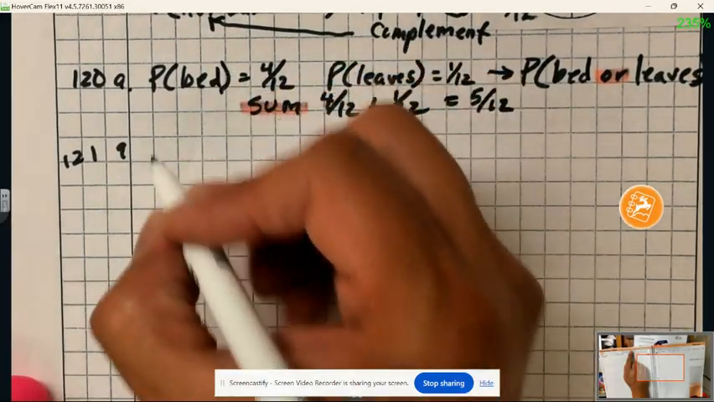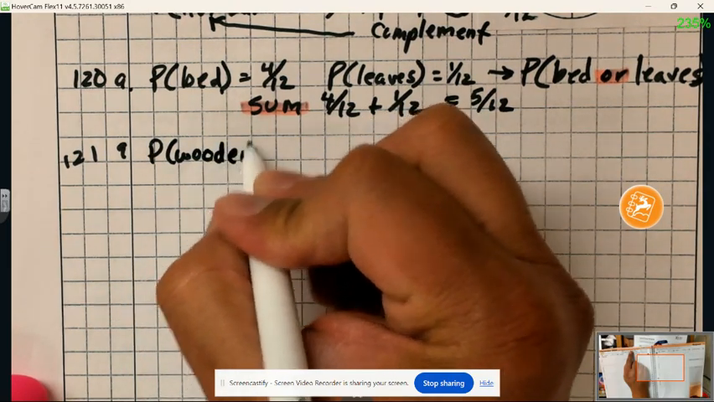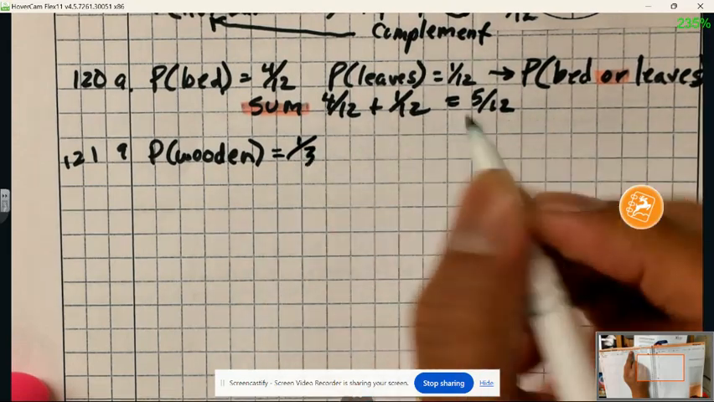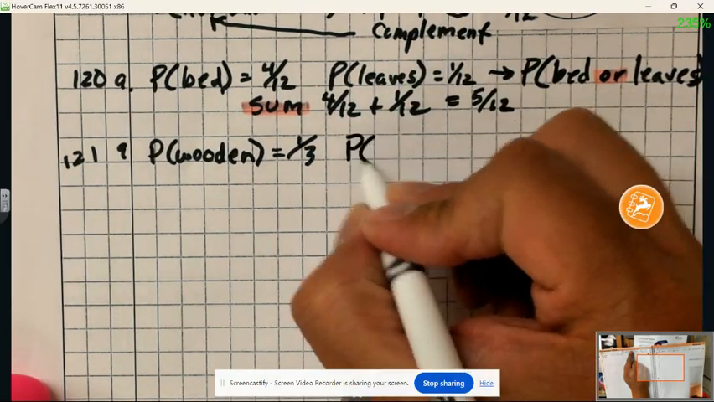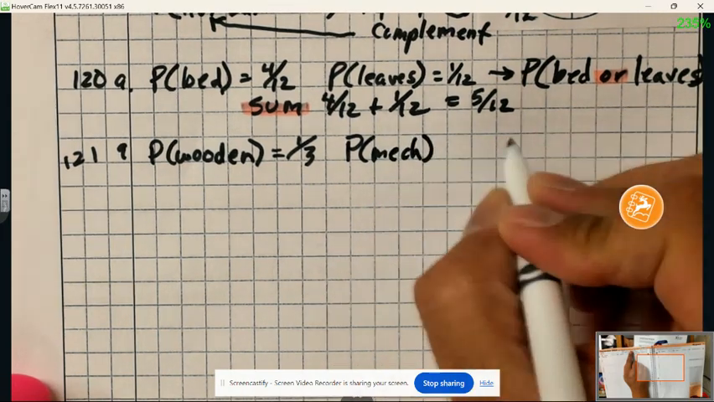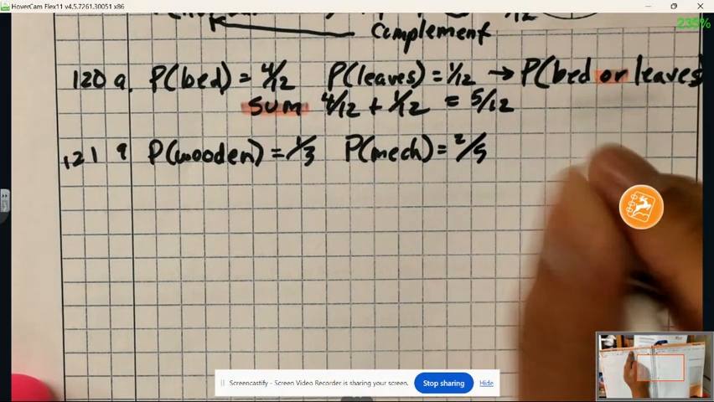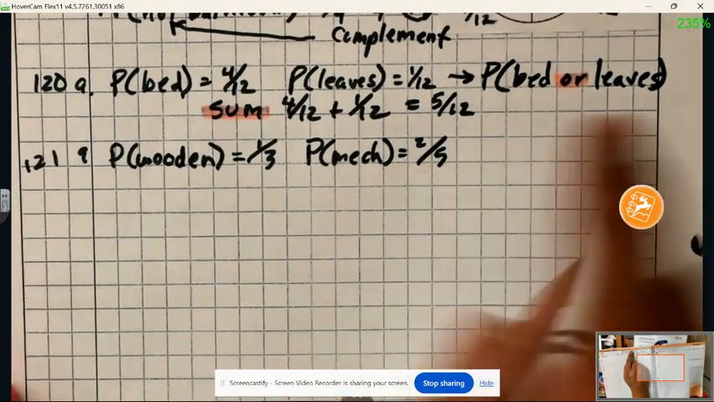We have the probability of a wooden pencil, which is 1 out of every 3 students will get a wooden pencil, and 2 out of every 5 students are going to get a mechanical pencil. So that's a probability of 2/5. Now, which one is more likely?